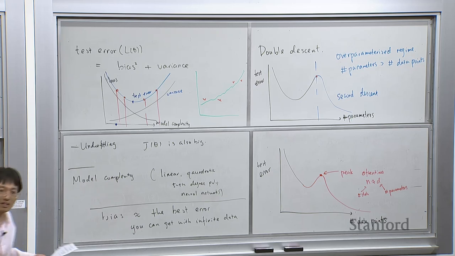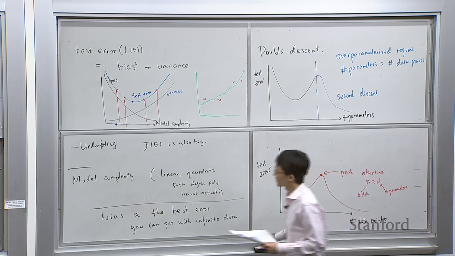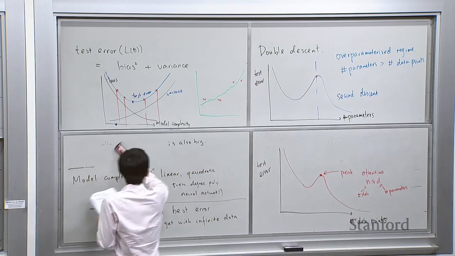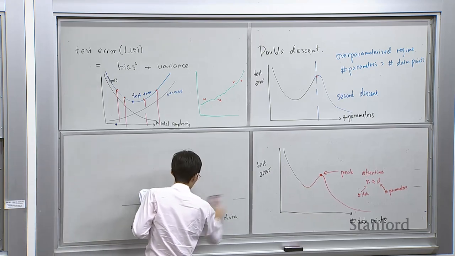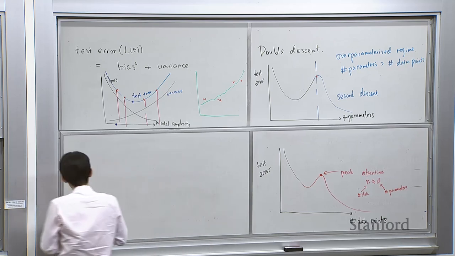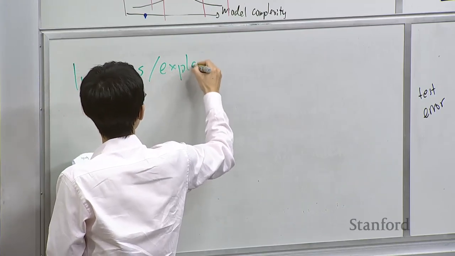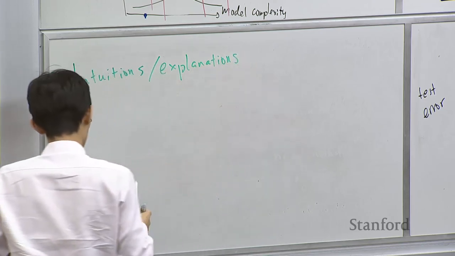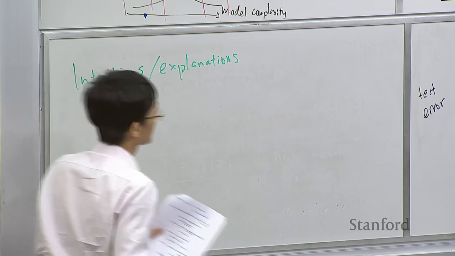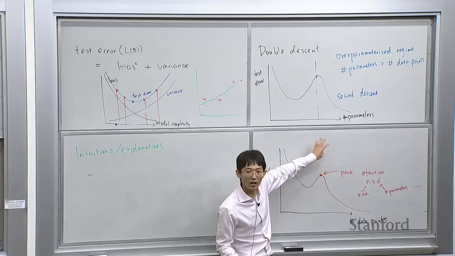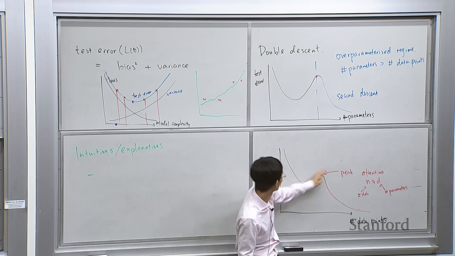I'm going to roughly summarize the intuition from the study of double descent. I'm going to list a few intuitions and explanations, and these explanations are mostly for linear models. The first thing to realize is about this peak. You can argue what is the most exciting or surprising thing about this graph, but let's first talk about the peak in the middle.